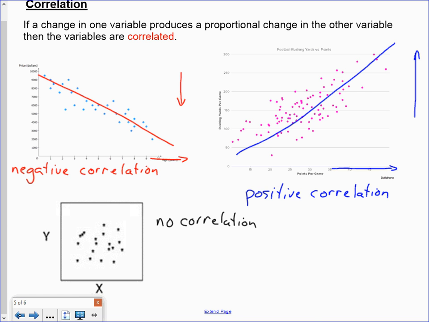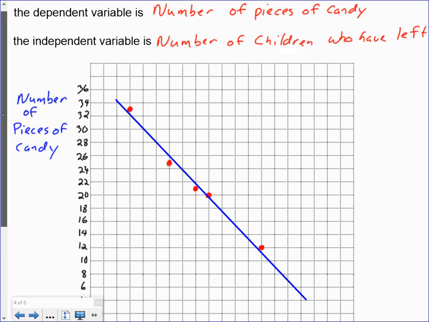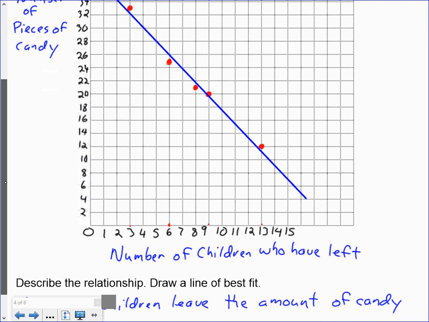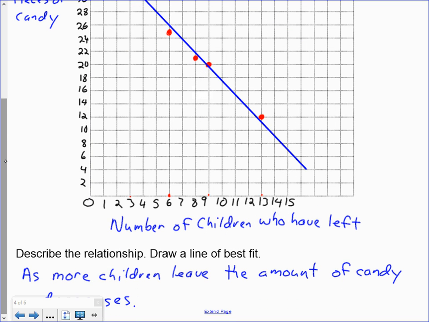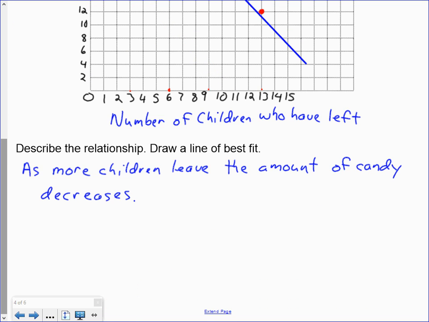So if we come back to our example here, do we have a positive correlation, a negative correlation, or no correlation? Well, the fact that we've drawn our line here suggests that we definitely have a correlation. Things are falling, our line is going down as we go to the right. So this is an example of a negative correlation.